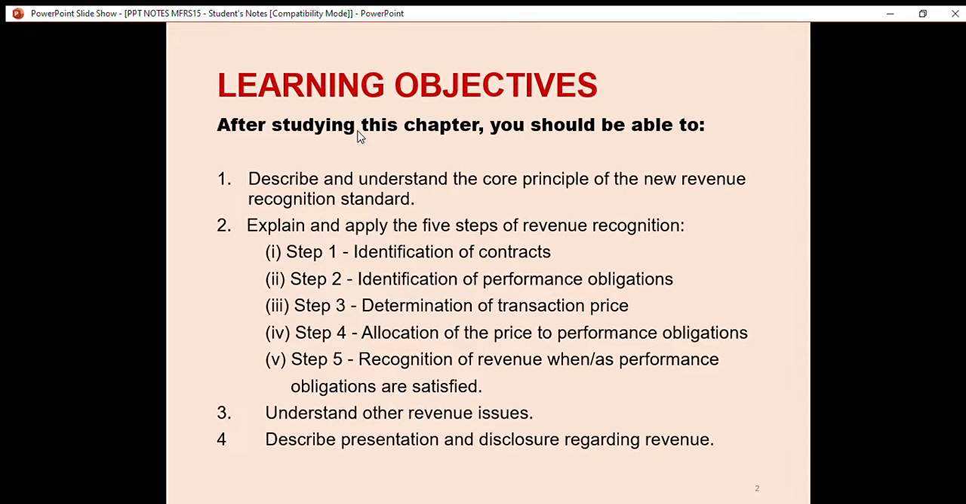At the end of this topic, you should be able to describe and understand the core principle of the new revenue recognition standard. Second, explain and apply the 5 steps of revenue recognition. Third, understand other revenue issues. And fourth, describe presentation and disclosure regarding the revenues.